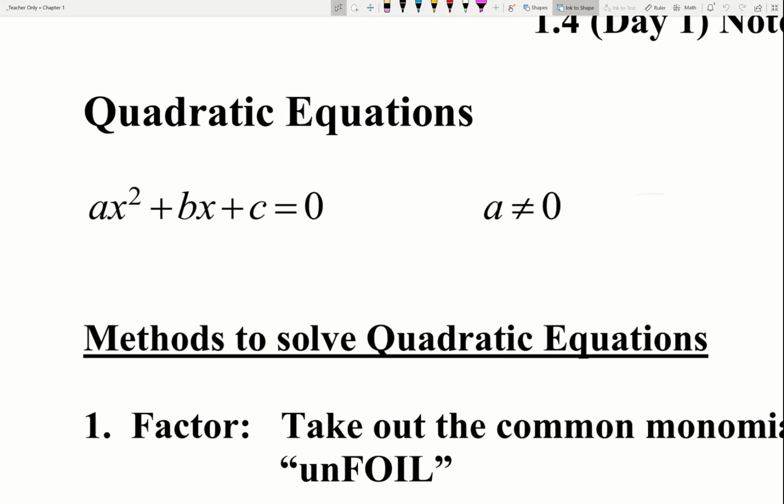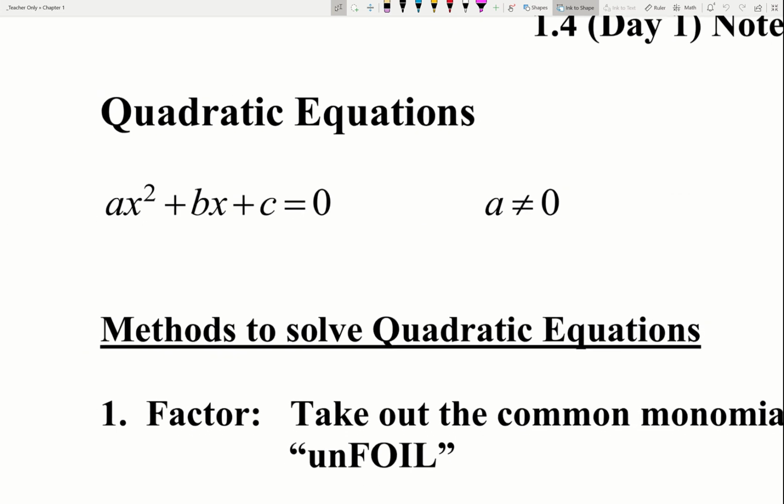So real quick, a quadratic equation is any equation of this form. And what makes it quadratic is the addition of this term out in the very front, where you have some sort of x squared term.